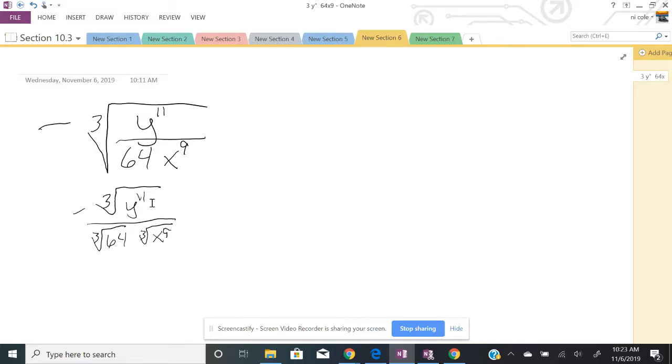Okay, so I'm going to ask myself, how many times does 3 evenly go into 11 for this y? And it goes in 3 times, so I'm going to have negative y to the 3. And how many do I have left over? That's my remainder, and that's going to be y to the 2nd, because that's how many I have left over that don't go in. What's the cubed root of 64? 4. How many times does 3 go into 9 evenly? Well, that's 3 times.